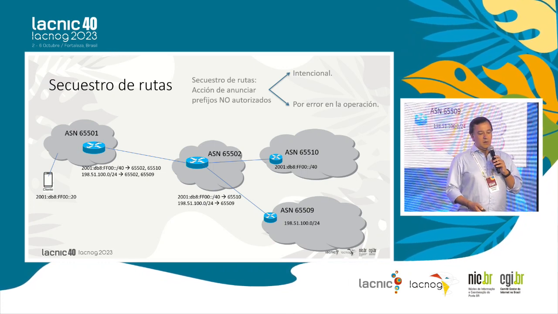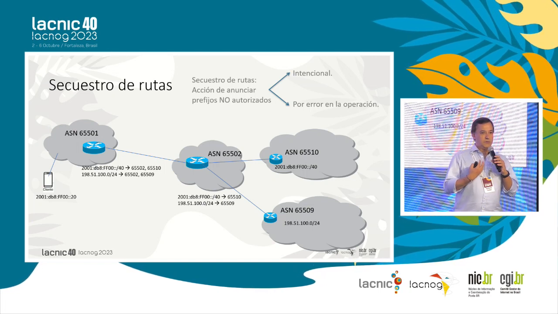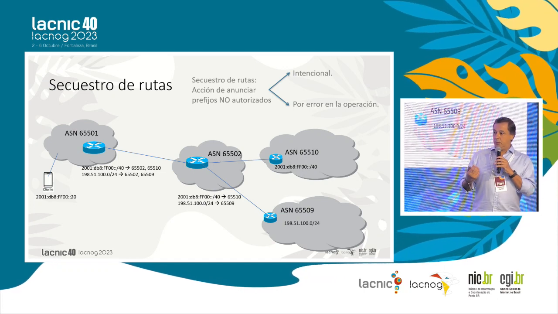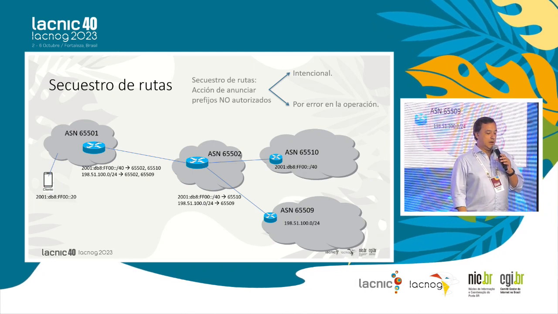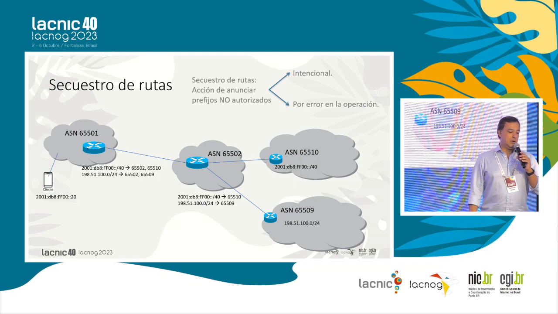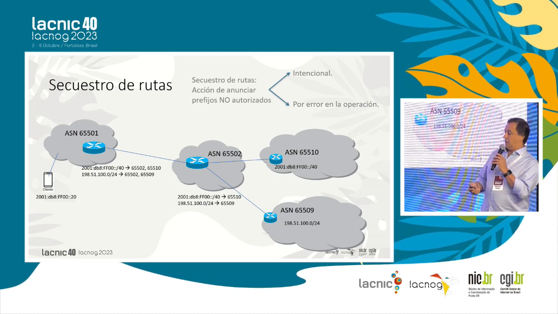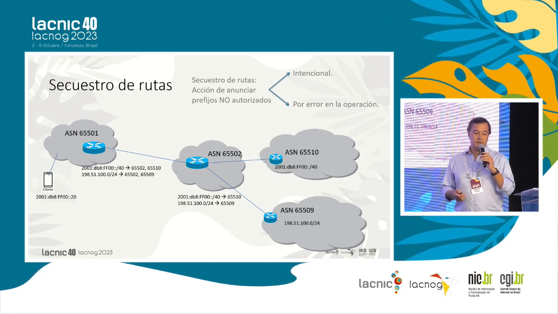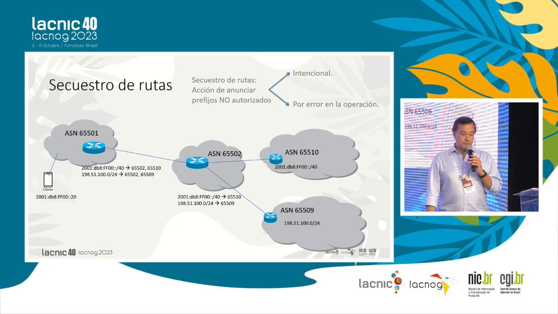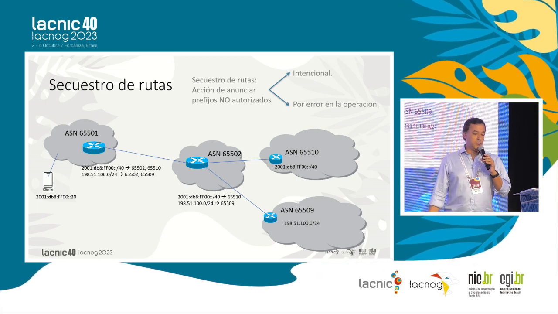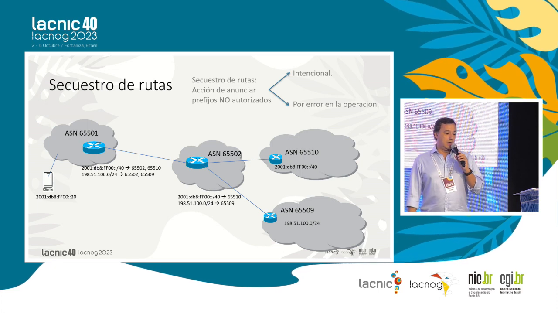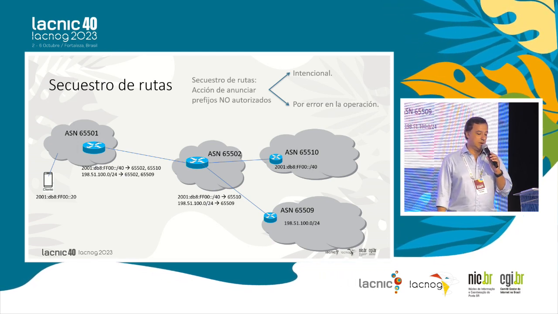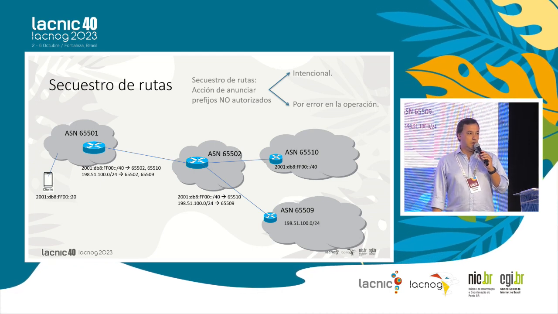So what does route hijacking mean? It's announcing something that we shouldn't announce, or that our AS is not authorized to announce. For instance, here we have a client that wants to access the address 2001:DB8:FF00::/40. And if you look at that network, that /40 is being announced through the autonomous system 65510, and that announcement reaches 65502. They receive the network from the two autonomous systems it's connected to, 65510 and 65509, and that is announced to 65501.